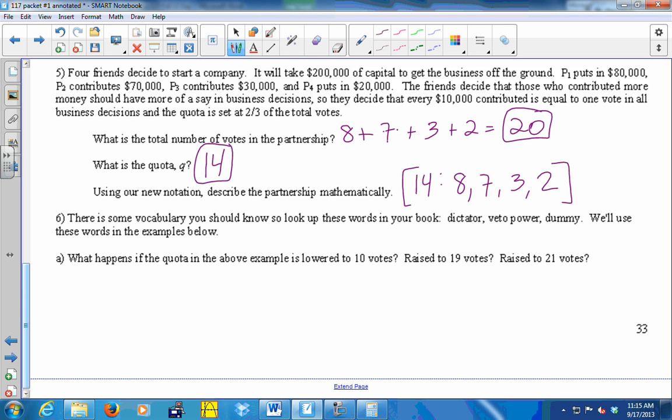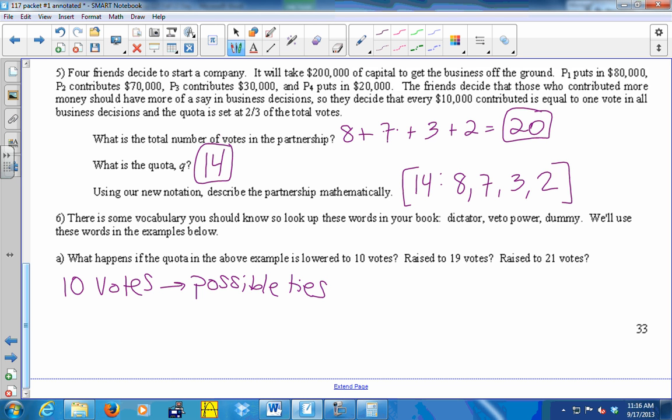Yeah. So if 10 people vote to pass the motion, how many people are voting to not pass the motion? 10. There's only 20 people. So if we lower the quota to 10, now we can have ties, right? That's not a good thing. So 10 votes means we have possible ties. The 8 and the 2 could team up, and the 7 and the 3 could team up, and we'll never be able to make a decision. So we always have to have the quota set at more than half. You need at least a majority for this system to work.